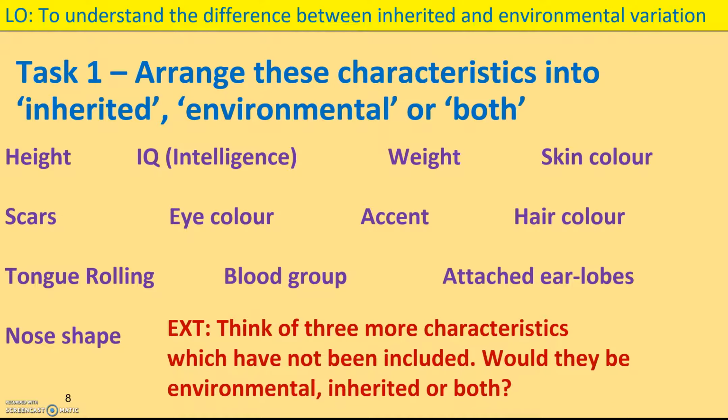Here is an activity for you. Arrange these characteristics into inherited, environmental, or both. And your extension is to think of 3 more characteristics which have not been included. Would they be environmental, inherited, or both? Please pause the video and attempt this question now.